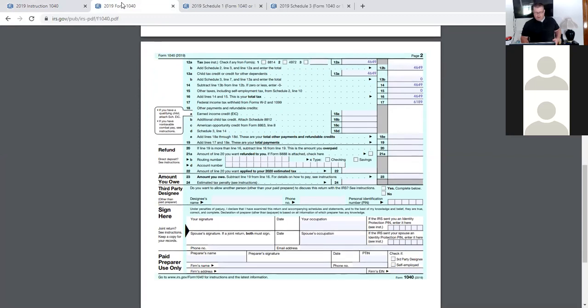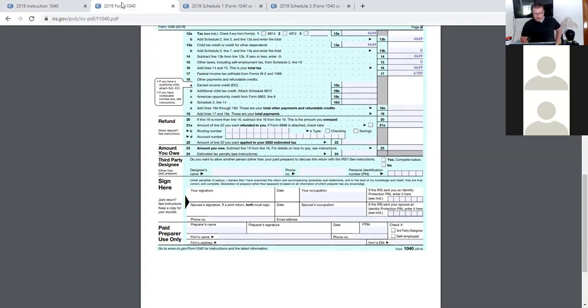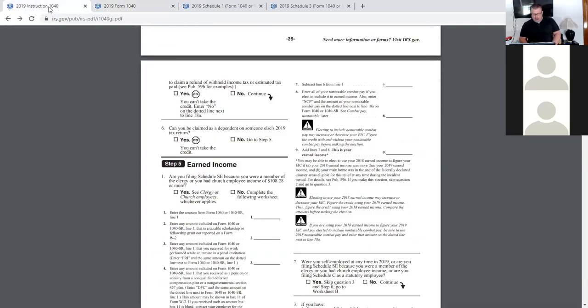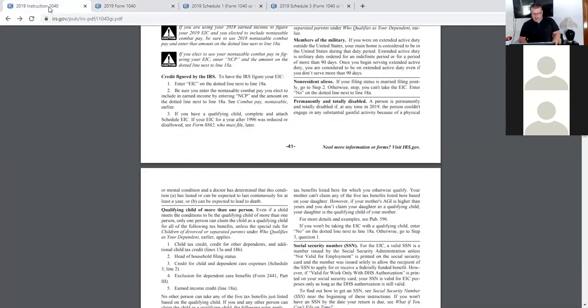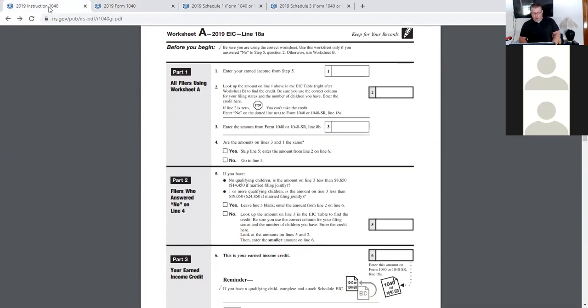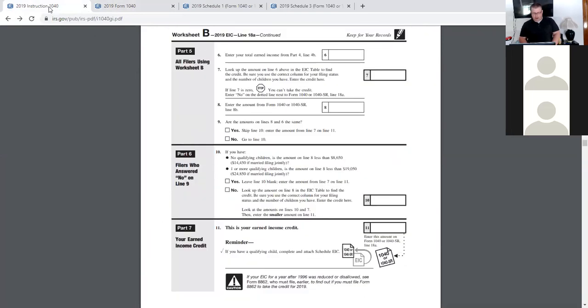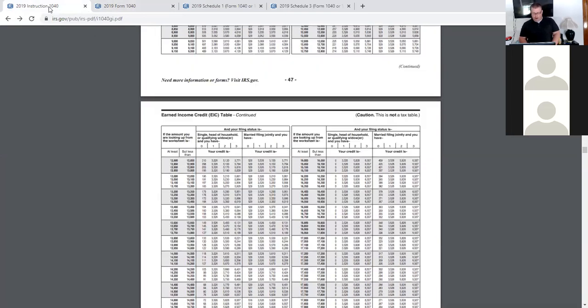So we didn't qualify for the earned income credit. So let's look at line 18B, the additional child tax credit. And it's asking us to attach Schedule 8812. So let's look at the instructions and see if there's a possibility we might qualify for the additional child tax credit since we didn't qualify for the earned income credit.